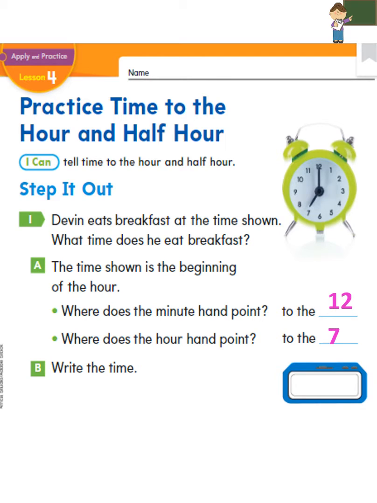The hour hand is pointing at the 7, and when the minute hand points at 12, there are 0 minutes. So that makes it 7 o'clock. Pause the video if you need more time.